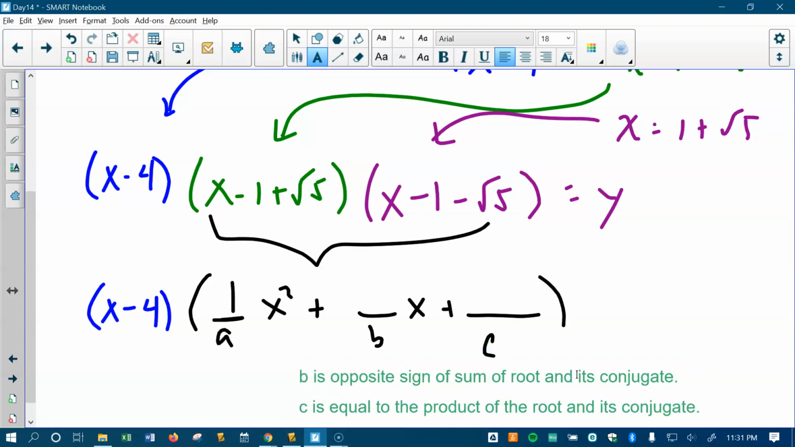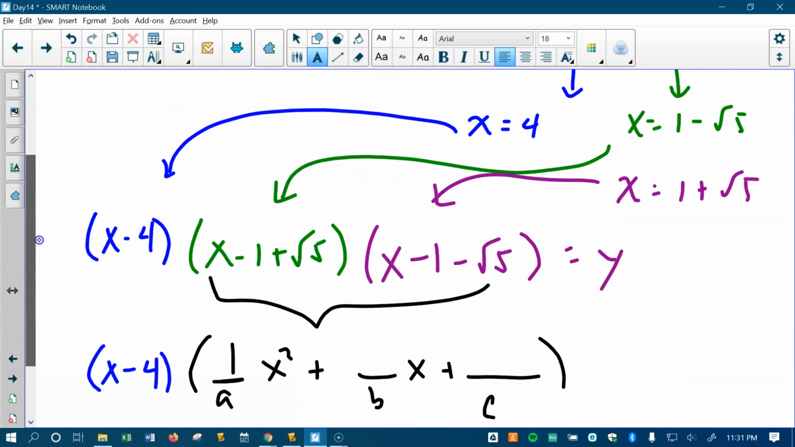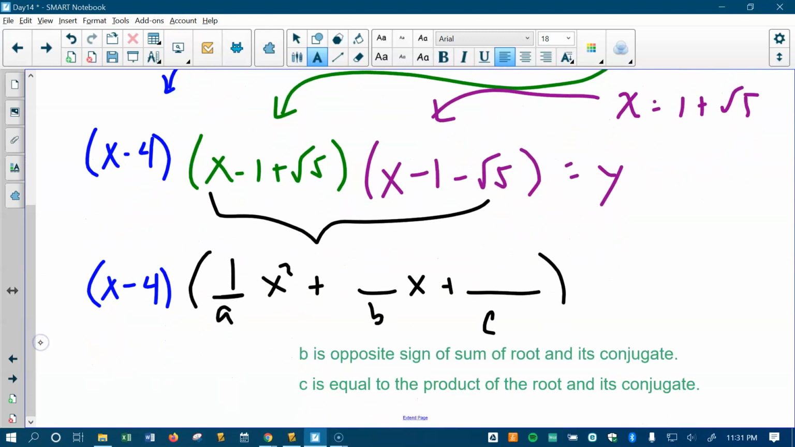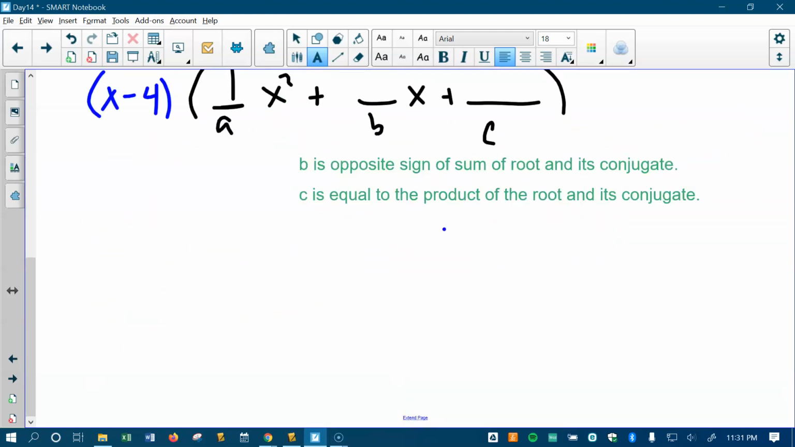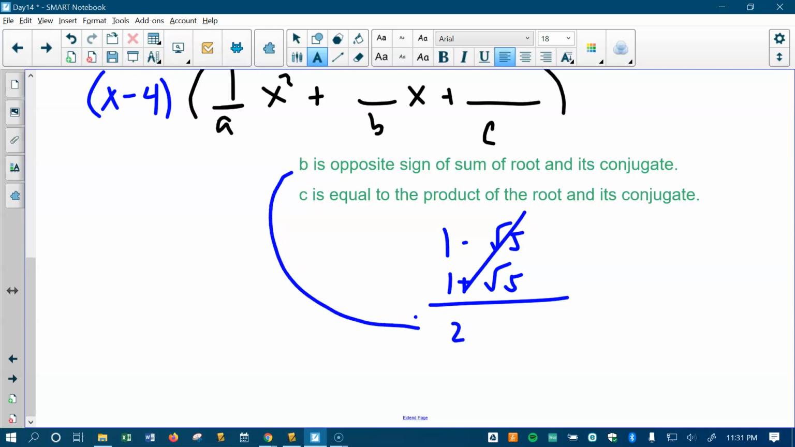Okay, so let's go ahead and just see what it is here. Remember the roots were 1 minus root 5 and 1 plus root 5. So 1 minus root 5 was one root, 1 plus root 5 was the other root. Let's add these up, and those cancel, and we just get 2. B is the opposite sign of the sum of the roots, which means b equals negative 2. It's the opposite value when I add up those roots.